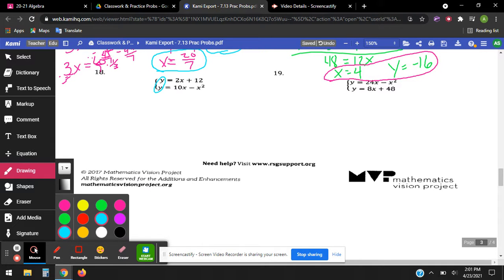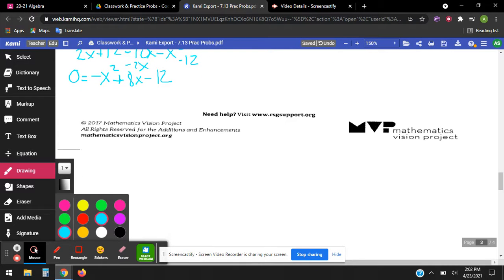Hey, they're both a y equals again. Let's do it again. 2x plus 12 equals 10x minus x squared. Oh, an x squared. We've got to get this in quadratic form. So if I take away 2x and take away 12, that gets this side to 0 equals negative x squared plus 8x minus 12. I'm going to have to use my quadratic formula for this one.